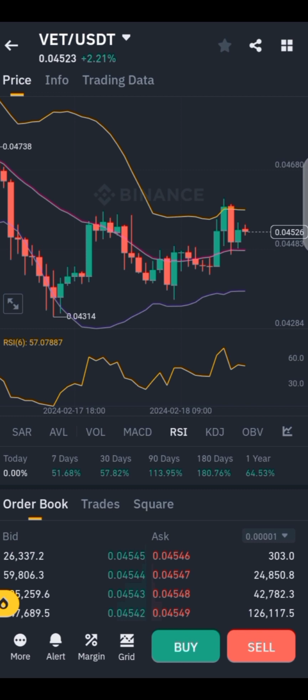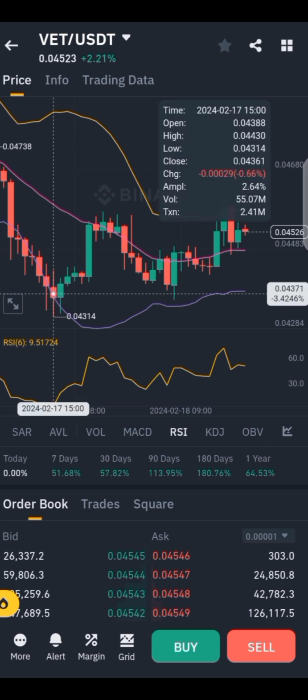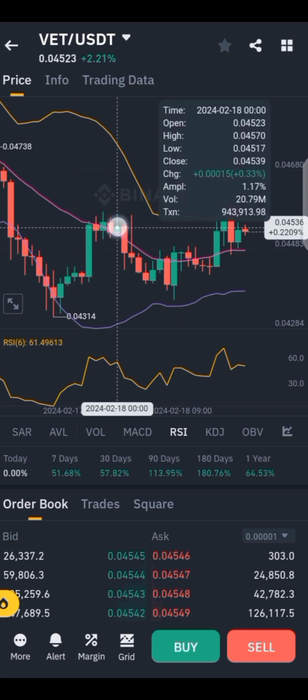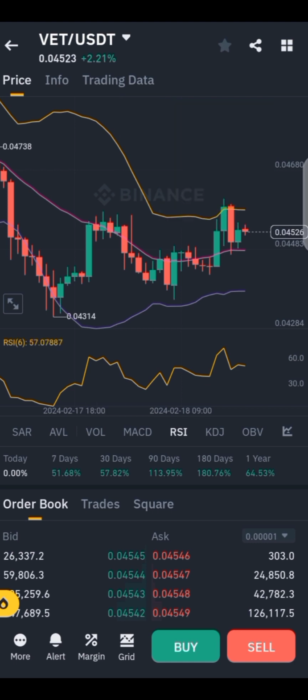So imagine we plot out our analysis and wait for the market to come to this point, and immediately it hits this point, we buy it. Then we wait and it moves up again to this particular point. Assuming we bought it at 0.04314, and we now sell it at 0.04526.